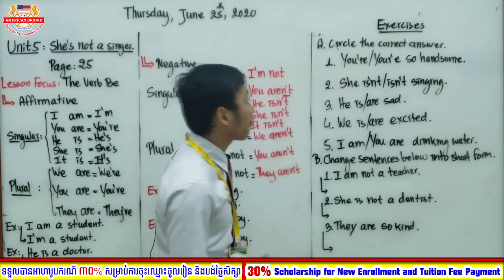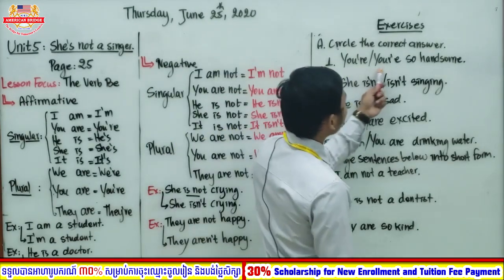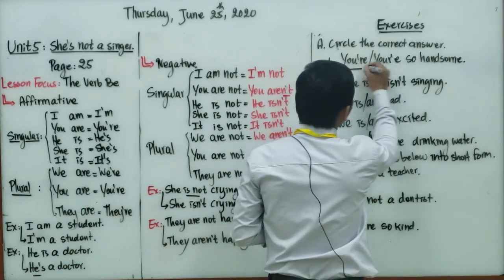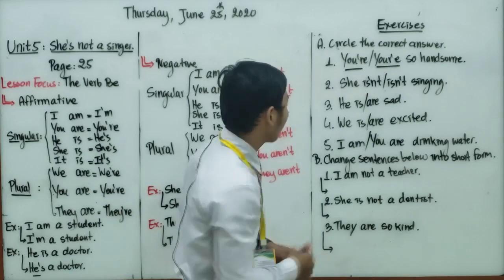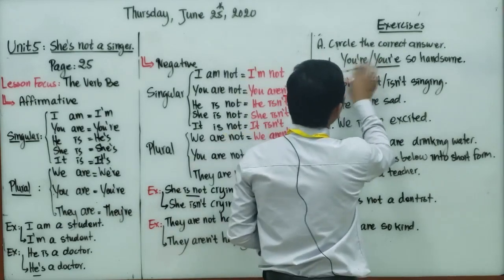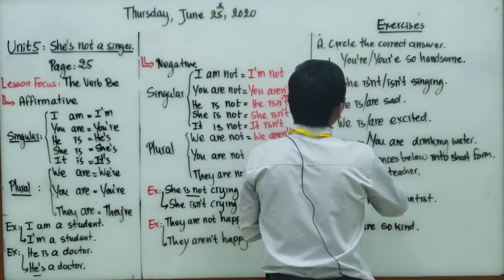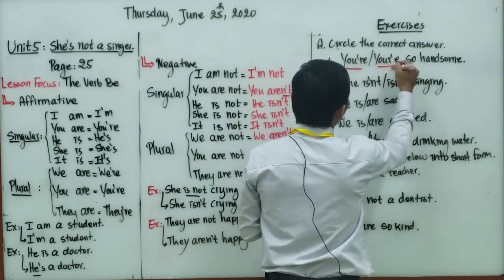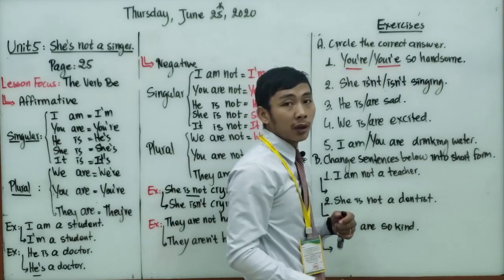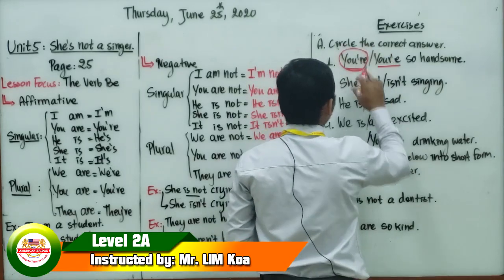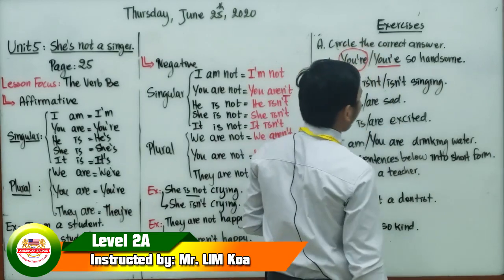Number one, you, this one, which one is the correct one? This one or this one? You apostrophe re, or you and then add o and apostrophe re. So this one or this one? Which one is the right one? Okay, this one, right? So we should call on you, so handsome.